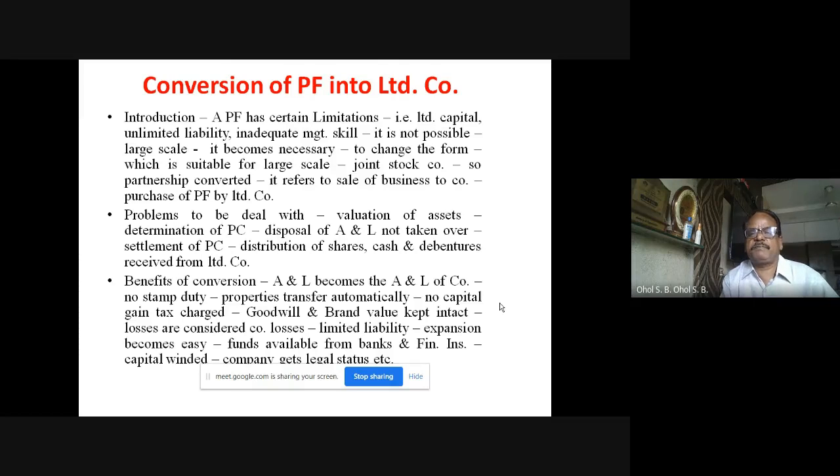But if the partnership firm is converted into a limited company, capital gain tax is also not charged by the government. So it is one of the opportunities given by the government that you can convert your partnership firm into a limited company, because of which industries and business organizations can be developed and expanded. That is the concession, or some facilities, given by the government to the partnership firm. So, capital gain tax.